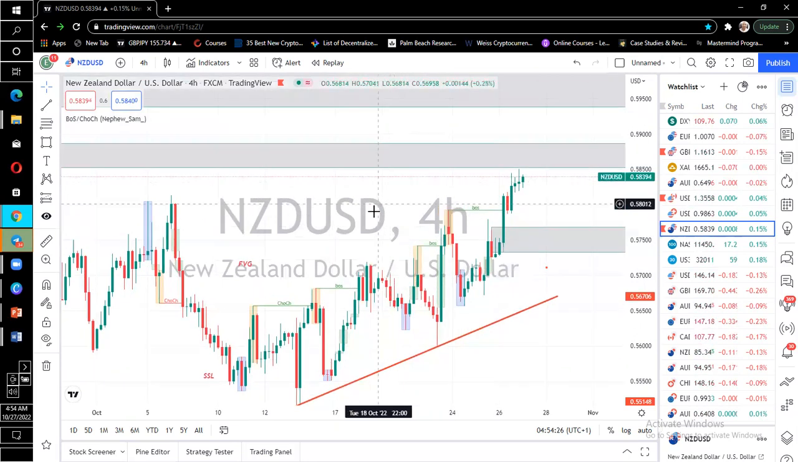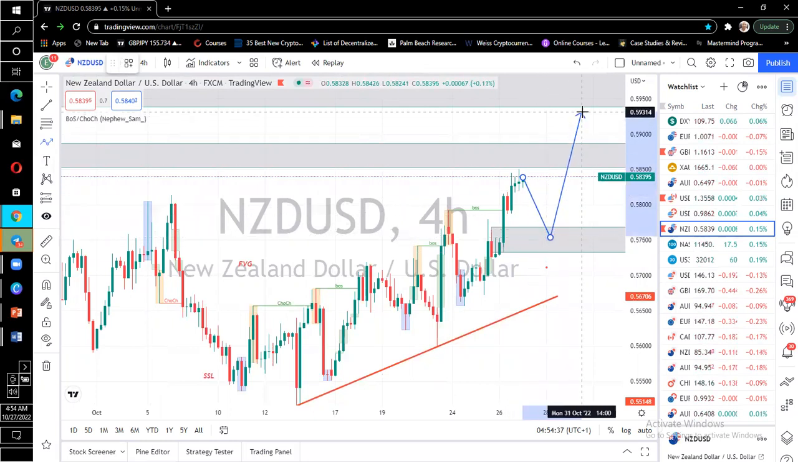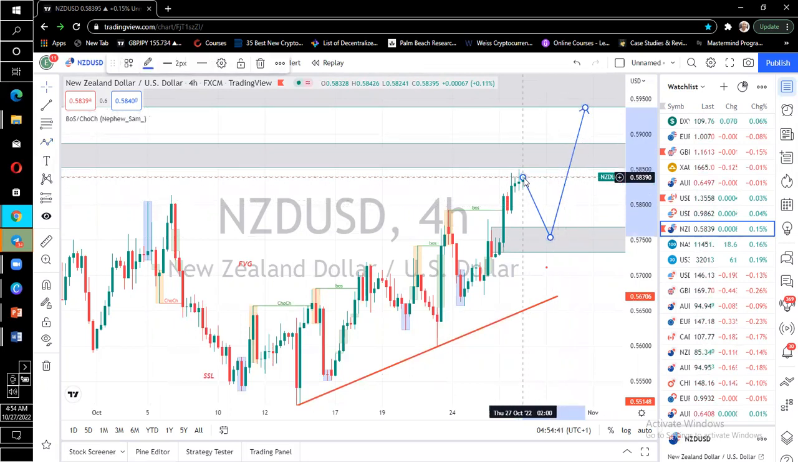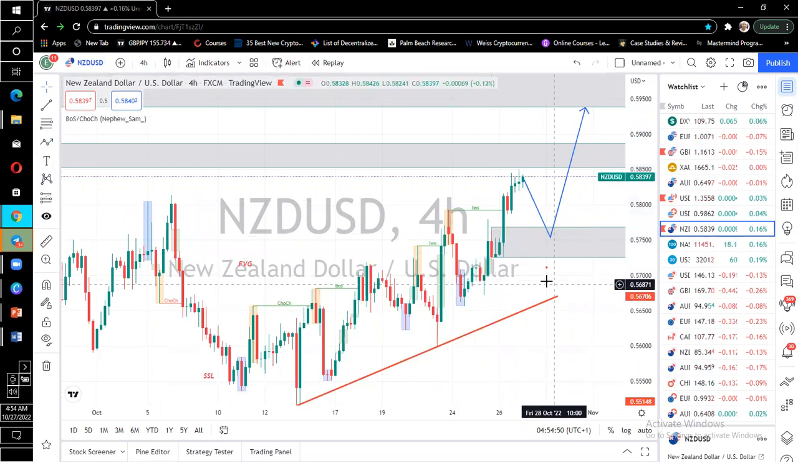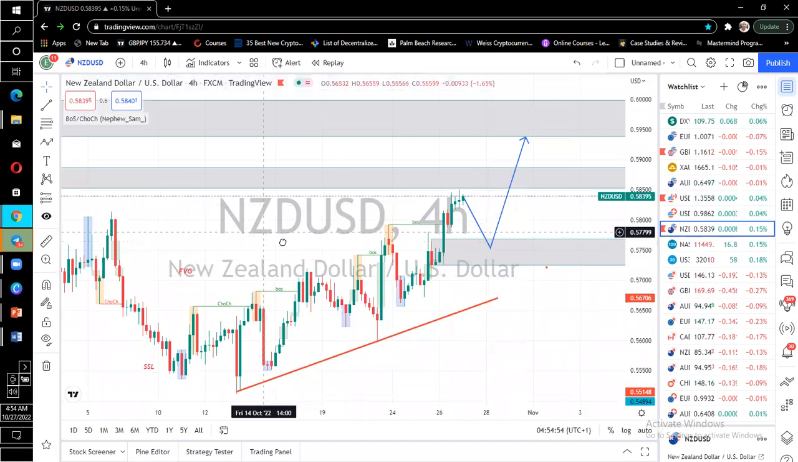So that is what we're expecting here. So let's have this thing drawn fully. A pullback, then to the upside. Okay, so that is to say we would like to see them go to the upside first, take away this liquidity, then come down, pull back, then we take a trade to the upside. You see how simple it is. So that is what we'll be expecting from this particular pair today.